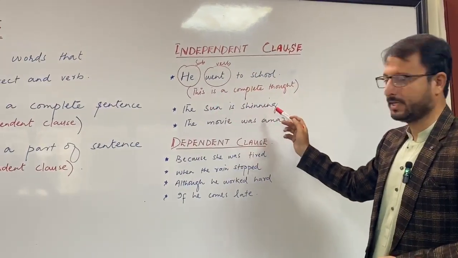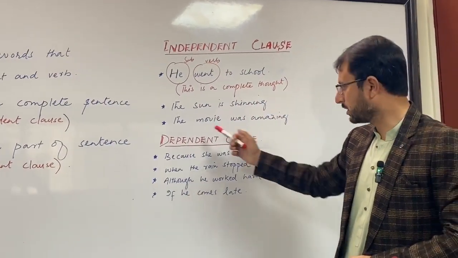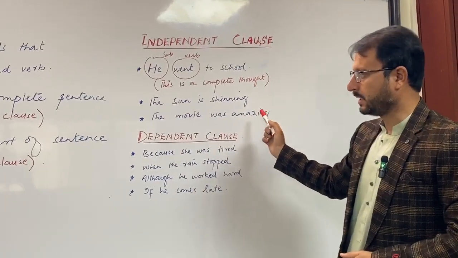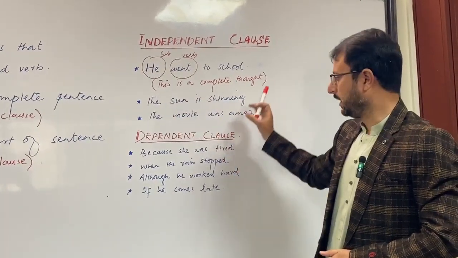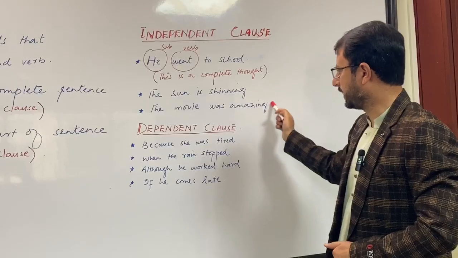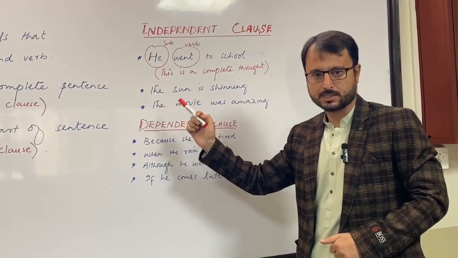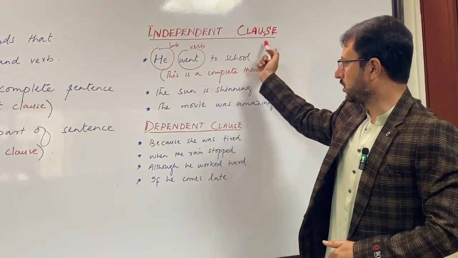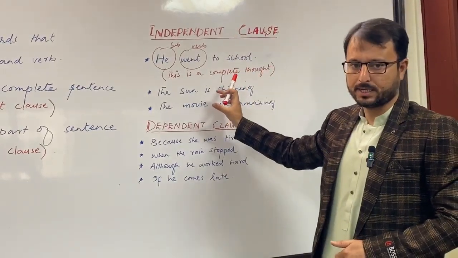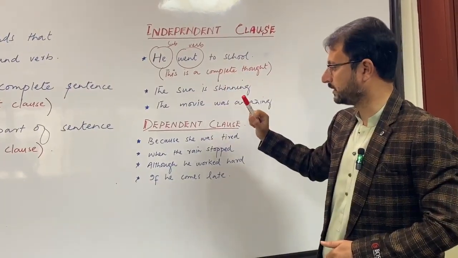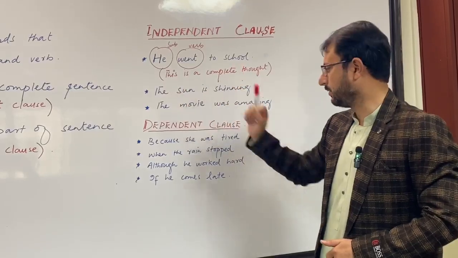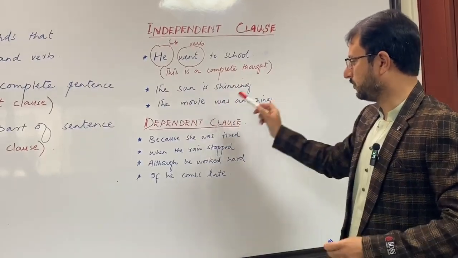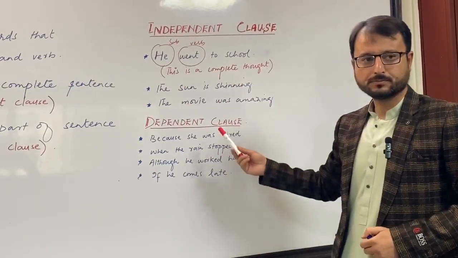The sun is shining. It gives us complete thought. The movie was amazing. It gives us complete sense. So we can also call it a sentence because it gives us complete sense. So independent clause gives us complete sense and it can be called a sentence. It has a subject and verb. Let's move to the next one, dependent clause.